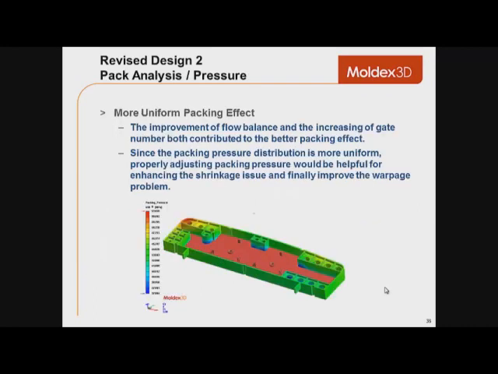Here, we see the pressure distribution inside the cavity. The packing pressure distribution here is more uniform. This finally improved on that warpage problem.